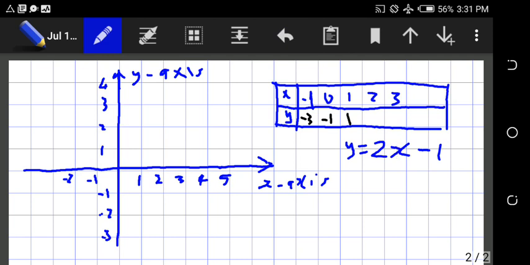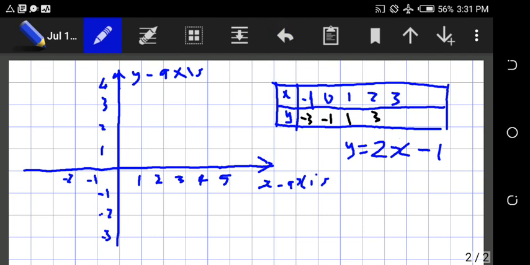When x is 2, we replace the x with 2. 2 times 2 is 4. 4 minus 1 would give us, have I made a mistake? I'm not sure. So 4 minus 1 will give us 3. And when x is 3, we replace it here. 2 times 3 is 6.